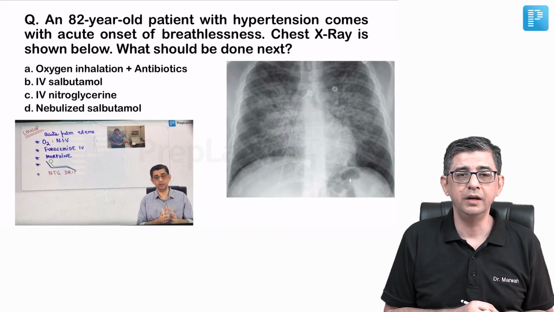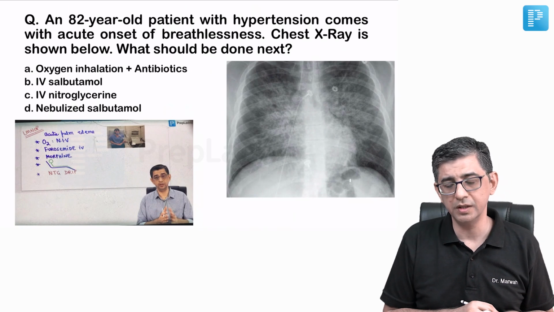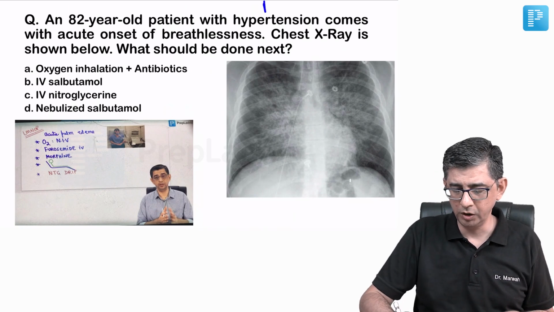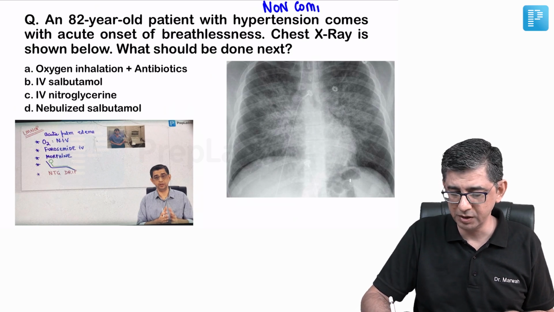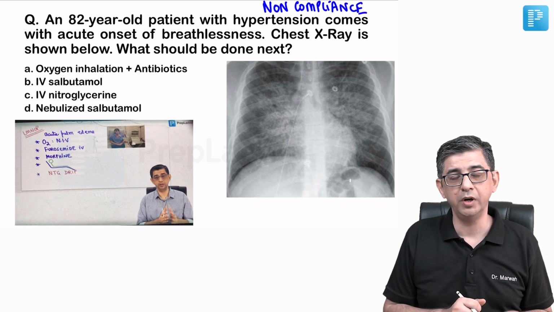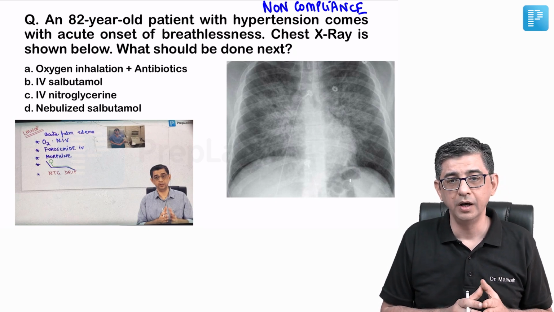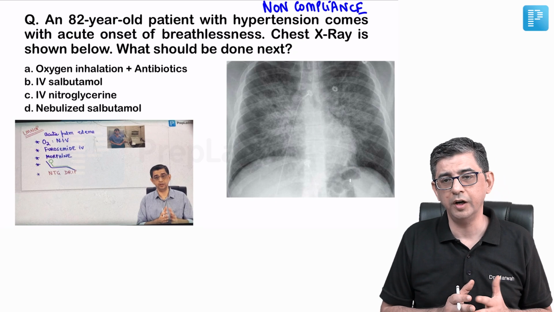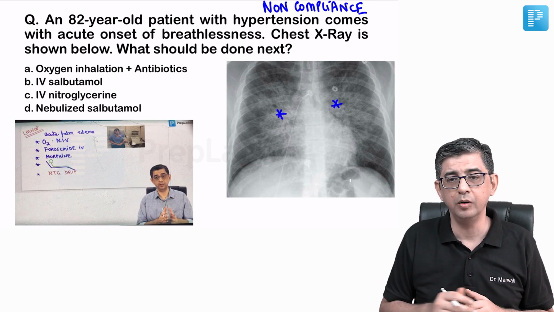The next question said: 82-year-old man with hypertension comes with acute onset of breathlessness. I presume that the word non-compliant was also given, though some people said there was nothing like this, so I did not include it in this slide. But still, my point is, in any person with hypertension, there can be a development of left ventricular failure. And the X-ray gives credibility to the same because you can notice the battering pulmonary edema component.